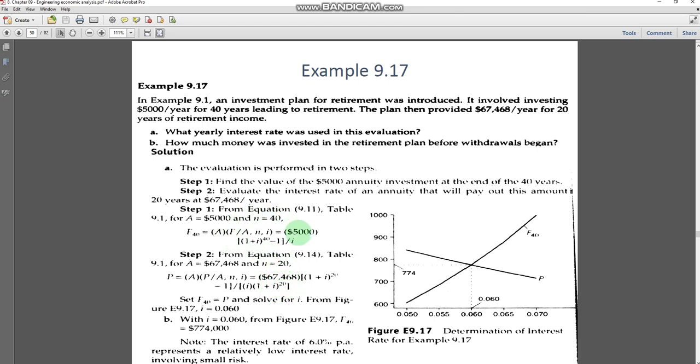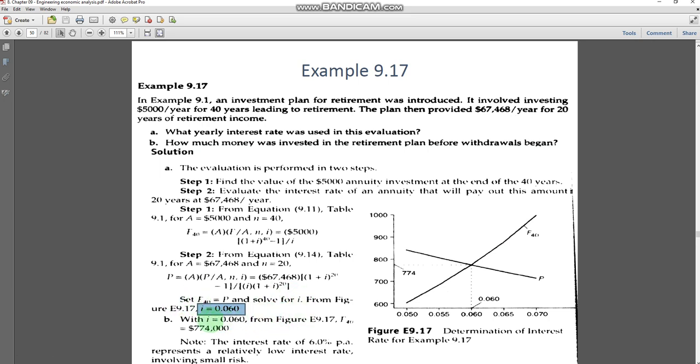Okay, so this is the part that shows the future value after 40 years, and this is the part where we have the $67,468 annuity that we can have for 20 years, and then what the present value should be. From this analysis we can make an equalization between F40 and P. When F40 and P are equivalent, you can compare these two equations together to get the value for the interest rate, which comes out to be 0.060 or 6%.